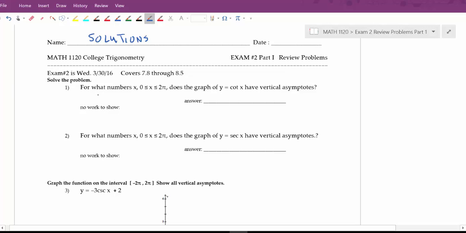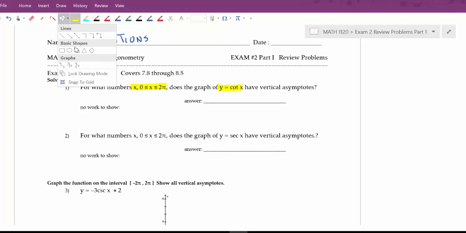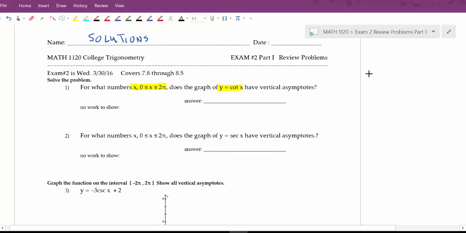Okay, so to begin with, problem number 1. What this is saying is, on this interval, what values of x would the cotangent have a vertical asymptote? Now, you don't want to memorize this. I see students try to memorize stuff like this all the time. You want to reason this out. So I'm going to draw just a coordinate system and show you how you would reason this out.